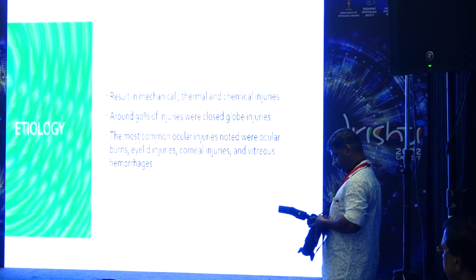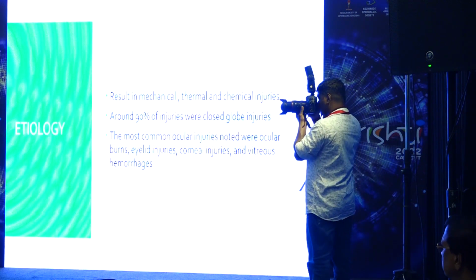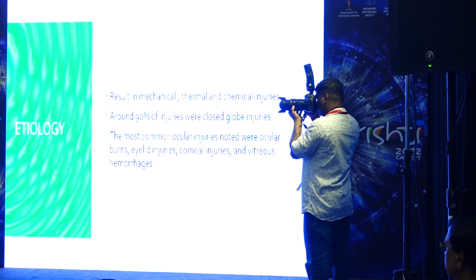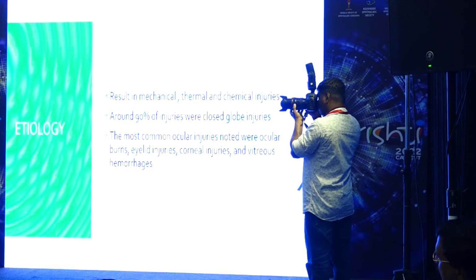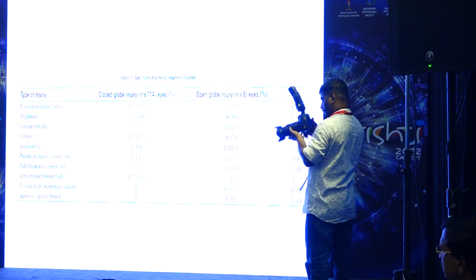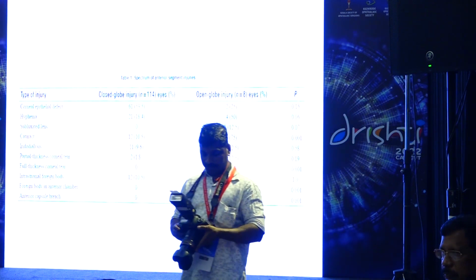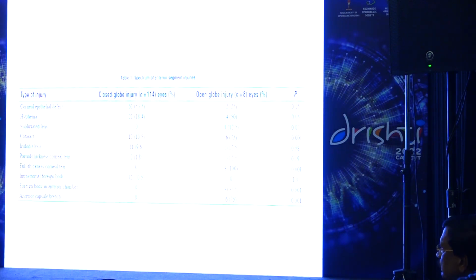globe injury and 10% were open globe, and the most common ocular injuries noted were ocular burns, eyelid injuries, corneal injuries and vitreous hemorrhages. So these are the spectrum of anterior segment injuries commonly seen, which includes corneal epithelial defect, hyphema, subluxated lens, cataract, iridodialysis, and partial thickness corneal tear. And in open globe, you get full thickness corneal tear, intrastromal foreign body in the anterior chamber, etc.